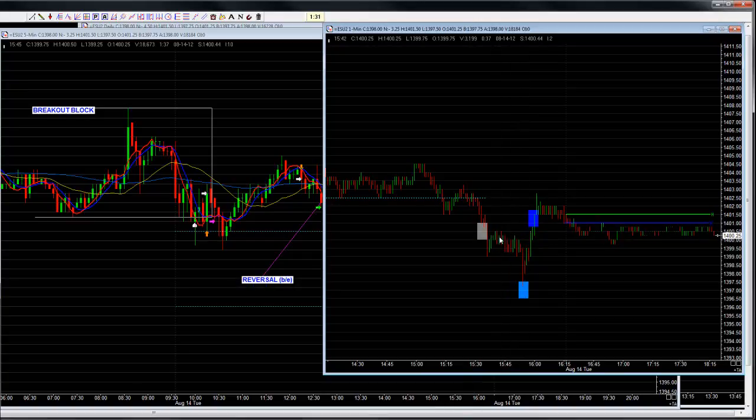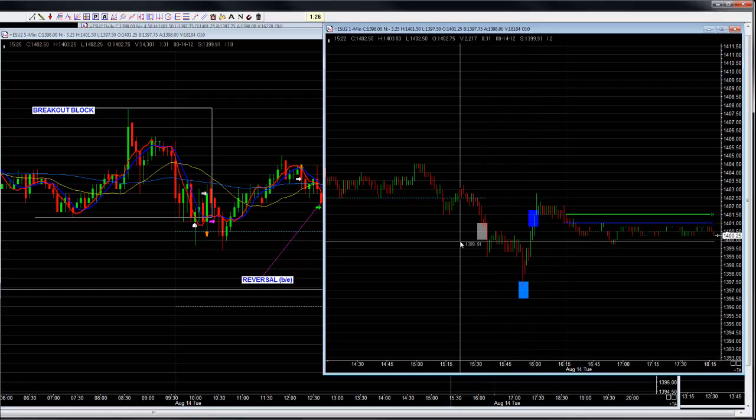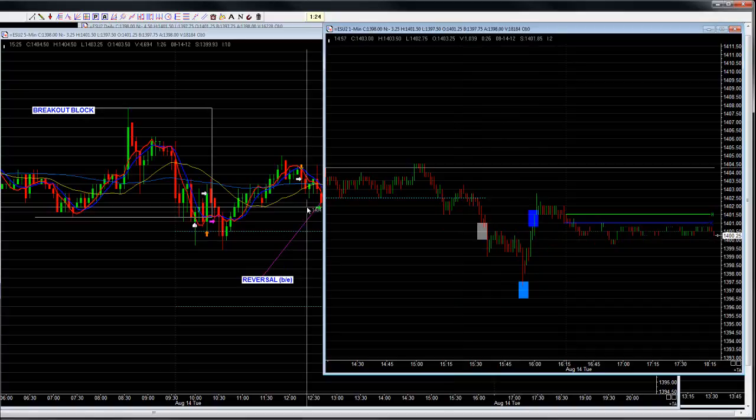That last lot of contracts went a long way. We went about 5 points and then came back and got me out at the normal 2.5 points. So overall, it averaged out to be an 8.5 tick trade.